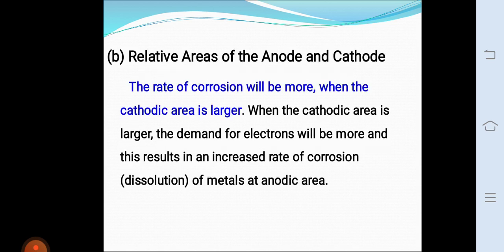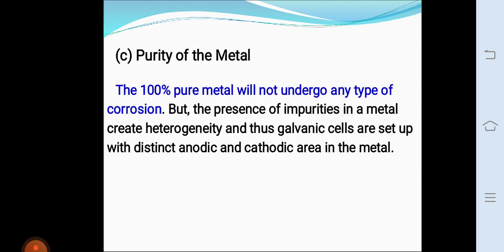Impurity of the metal. A 100% pure metal will not undergo any type of corrosion, but the presence of impurities in a metal creates corrosion, and thus galvanic cells are set up with distinct anodic and cathodic areas in the metal. Higher the percentage of impurity, faster is the corrosion rate. This is shown in the figure and in the tabulation. If the purity increases, the corrosion rate will decrease. If the impurity increases, the corrosion rate will be faster.